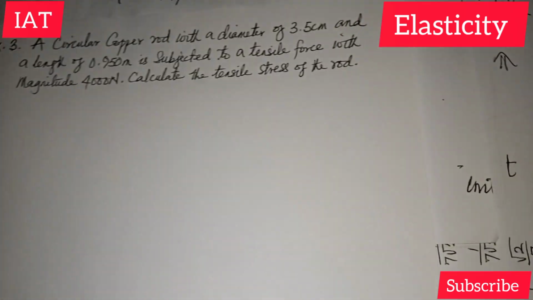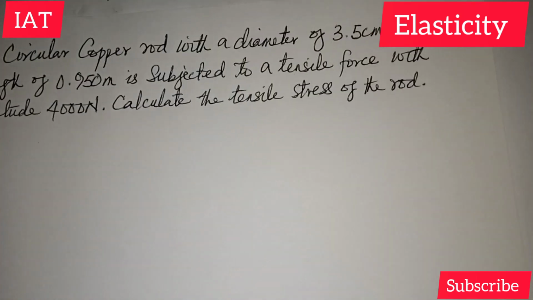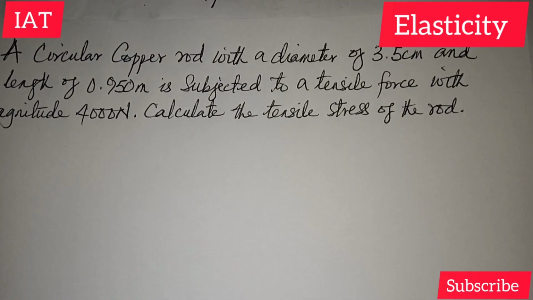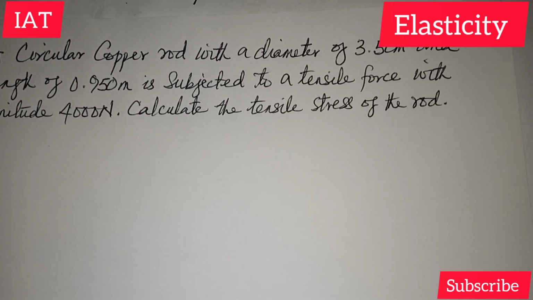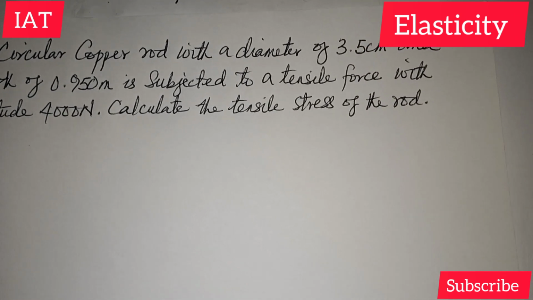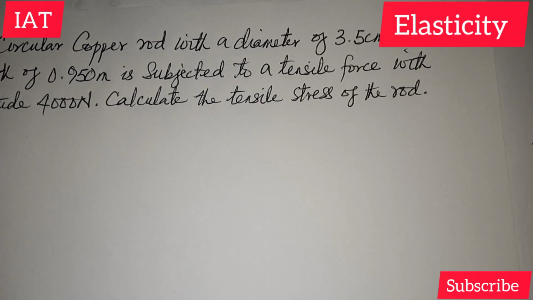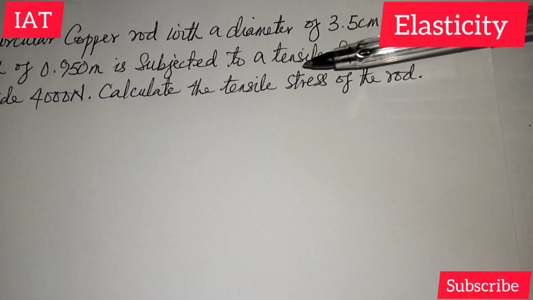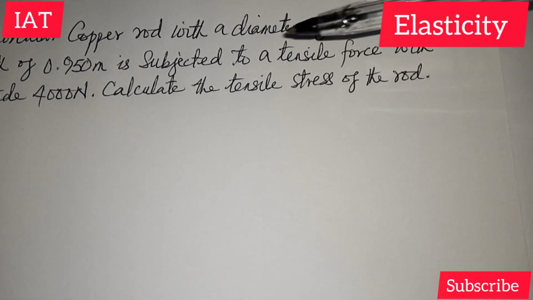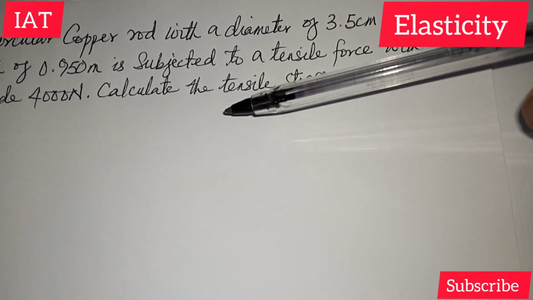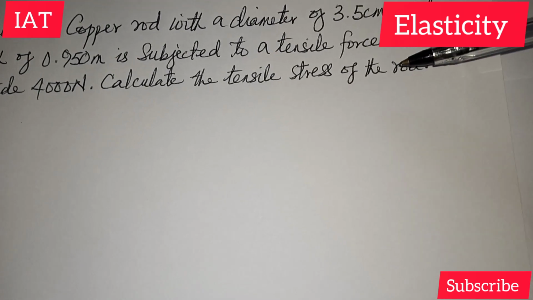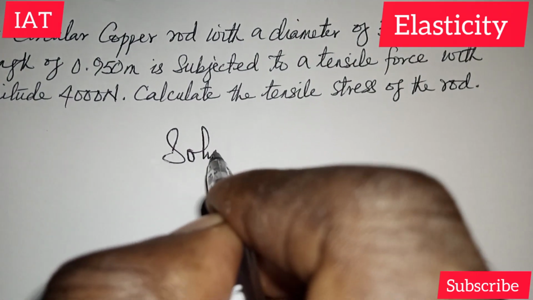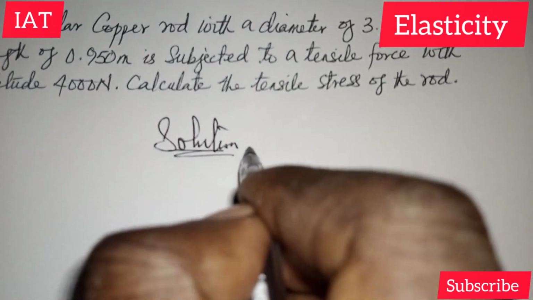The next question we are having is this. It is said that a circular copper rod with a diameter of 3.5 centimeter and a length of 0.950 meters is subjected to a tensile force with magnitude 4,000 Newton. Calculate the tensile stress of the rod. That looks a bit simple, but this will be a bit technical.